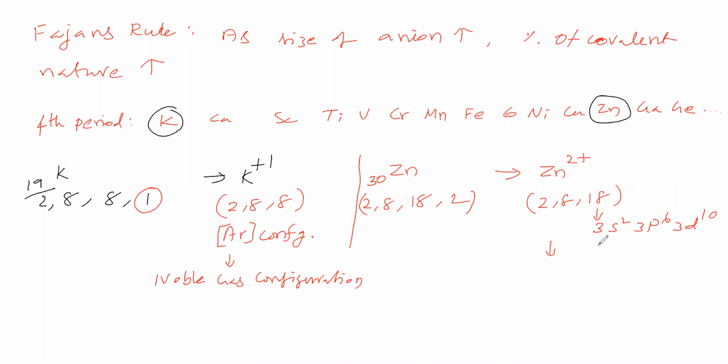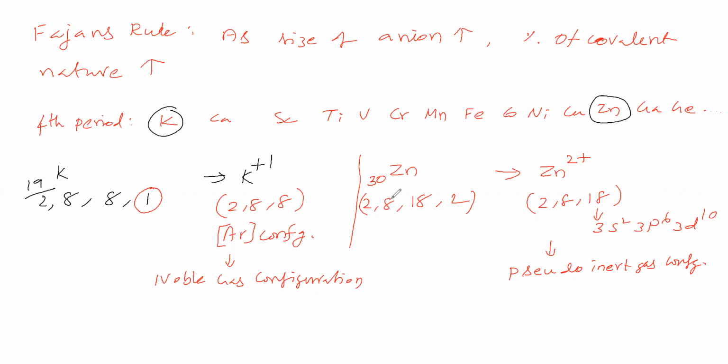This should be ns2 np6. Though it is not having inert gas configuration, now this is the last shell for Zn2 plus. This last shell is completely filled. Therefore, its stability is just like an inert gas configuration. Therefore, we can say it is called a pseudo inert gas configuration. So, pseudo inert gas configuration means that the last shell will have 18 electrons in the ionic form.